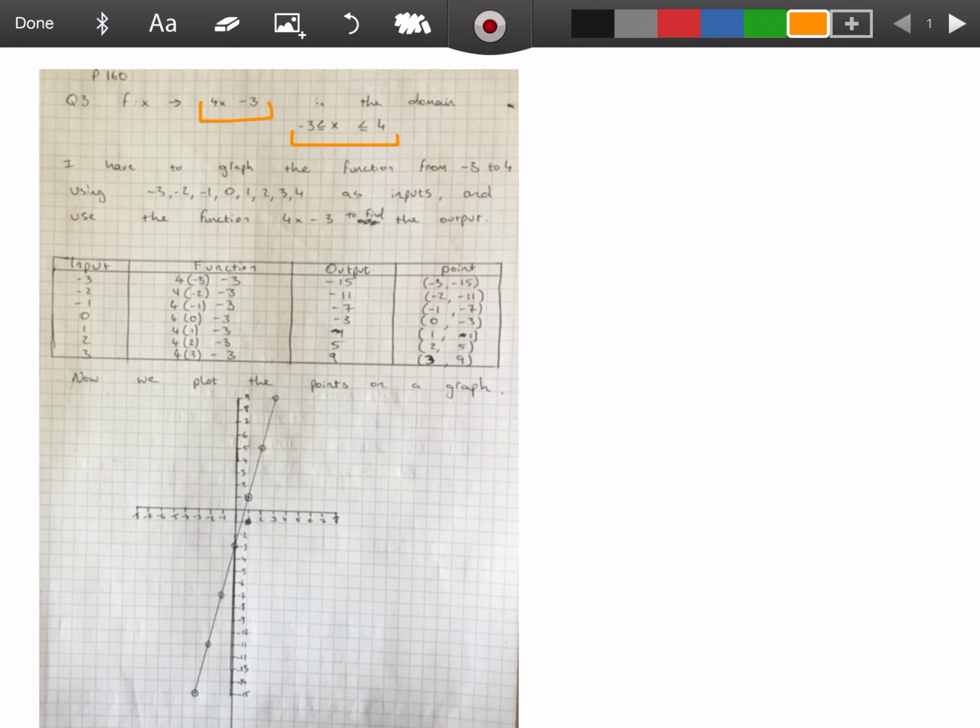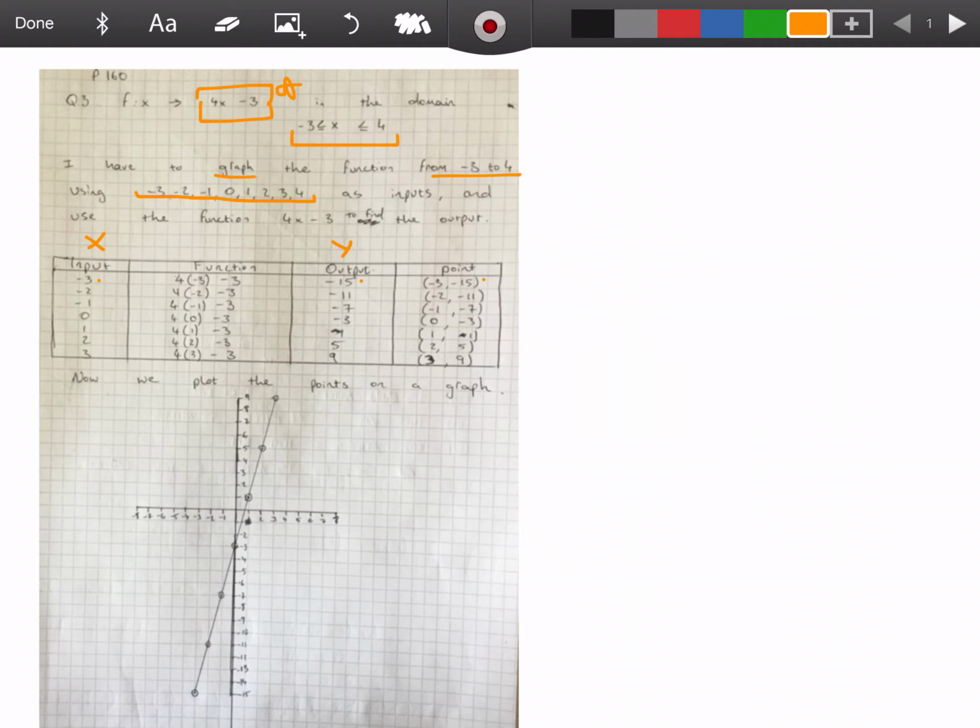So you can see what I'm saying. I have to graph the function from minus 3 to 4 using all of those values. So I go from minus 3, minus 2, minus 1, 0, 1, 2, 3, 4. I pop them in as inputs into the function, which is there. I find my output, and then I use the input and the output as the coordinates of a point. So if you want to think about it like this as your x and this is your y, that's fine.